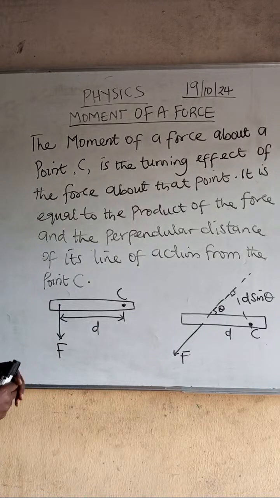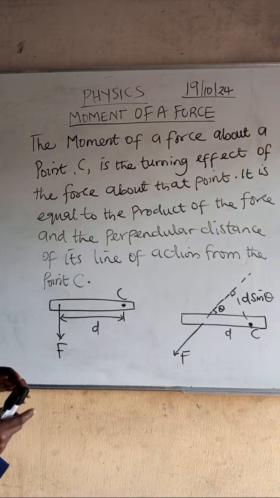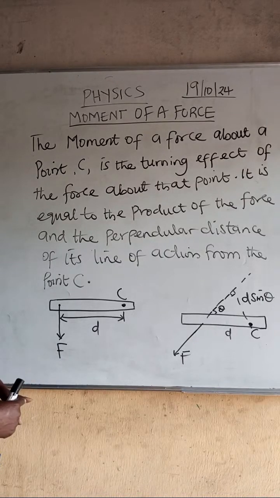Moment of a force about a point C is the turning effect of the force about that point. It is equal to the product of the force and the perpendicular distance of each line of action from the point C. What am I trying to say?